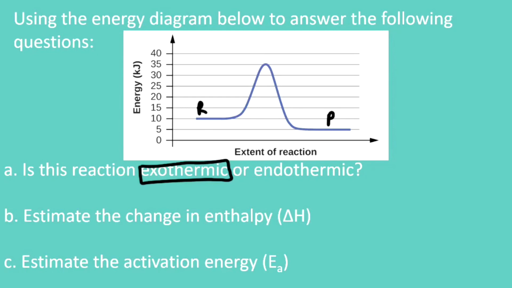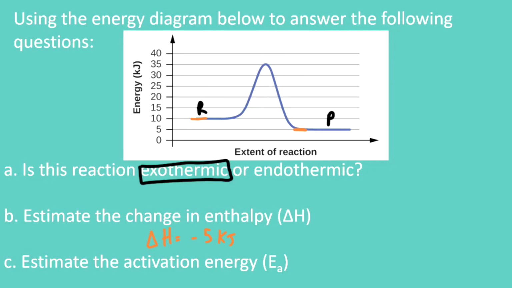The second question says, estimate the change in enthalpy, or delta H. So all we're going to do here is look at the energy for our reactants, which is about 10 kilojoules, and compare that to the energy for our products, which is about 5 kilojoules. That means it drops by 5 kilojoules. And so our enthalpy is going to be -5. So delta H here will be -5, and the units will be kilojoules. Notice, because the products dropped in energy, we have a negative sign for our enthalpy, which is consistent with the answer to the first question, telling us that the reaction is exothermic.